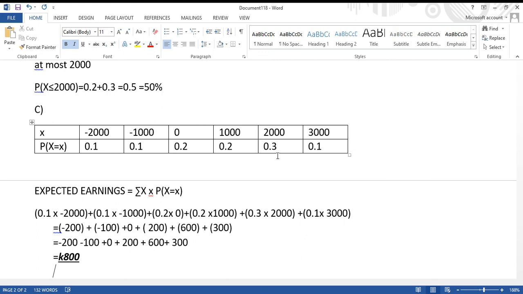All right. What I would say is you see the probability of making a profit: 0.2 plus 0.3 plus 0.1 is 0.6. So the probability of making a profit is 60%. The probability of making a loss is 20%. So that can be a good indicator that this will be a successful business, because the probability of making a profit is greater than the probability of making a loss.